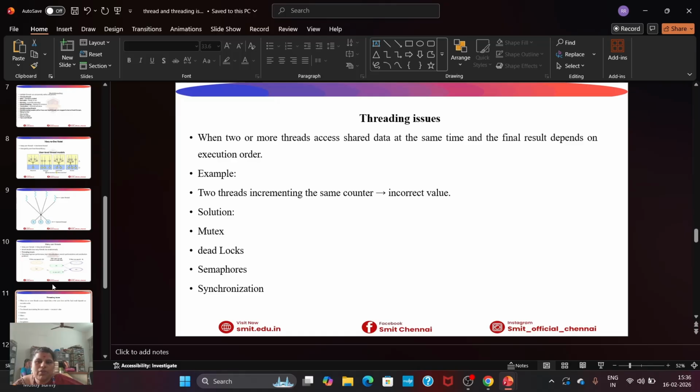What are the solutions for these threading issues? Mutexes, semaphores, and synchronization. All these techniques are used to address this problem.